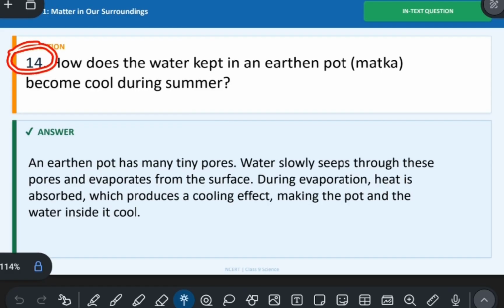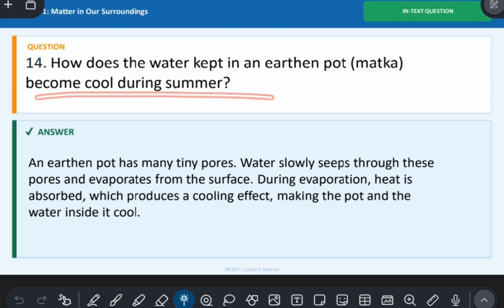Now question number 14. How does the water kept in an earthen pot become cool during summer? An earthen pot has many tiny pores. Water slowly seeps through these pores and evaporates from the surface. So during evaporation, heat is absorbed, which produces a cooling effect, making the pot and the water inside cool.